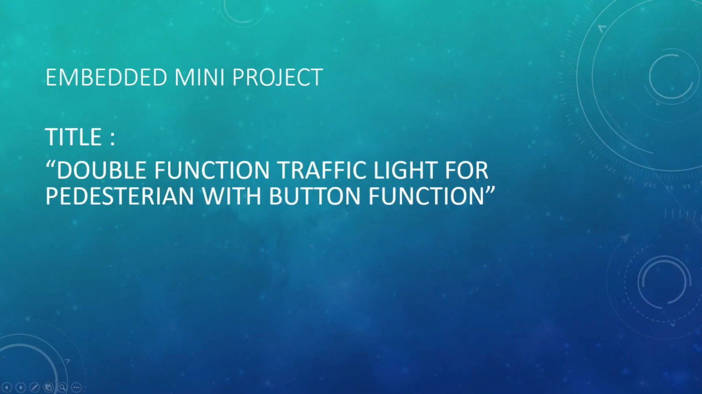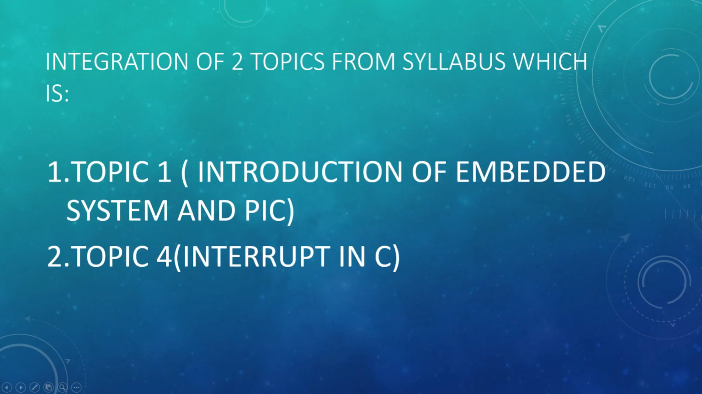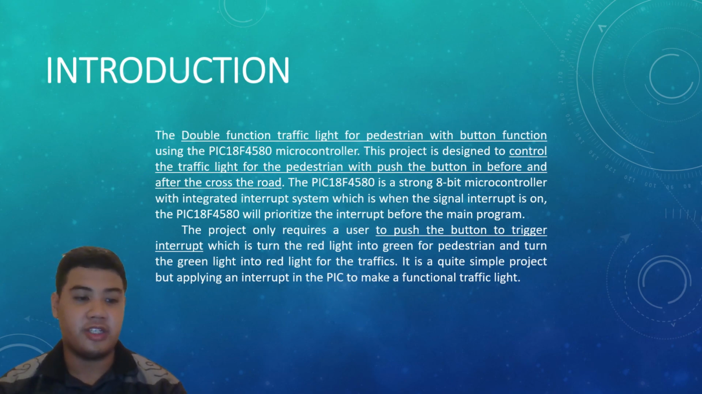So the title for our mini project is Double Function Traffic Light for Pedestrian with Button Function. In our mini project, we integrate two topics from the syllabus, which are topic 1, Introduction of Embedded System and PIC, and topic 4, Interrupt in C program. This project uses the PIC18F4580 microcontroller. It is designed to control the traffic light for the pedestrian, with the push button, before and after they cross the road.